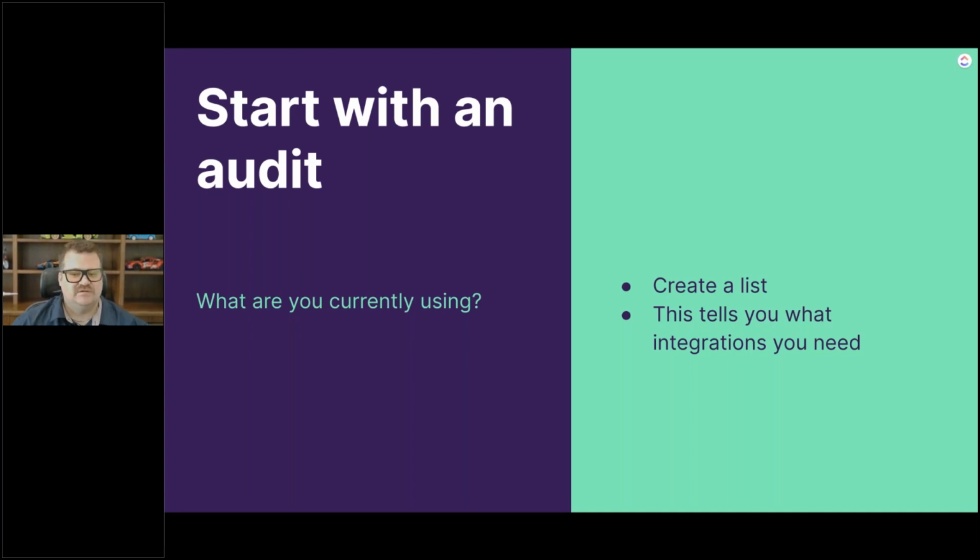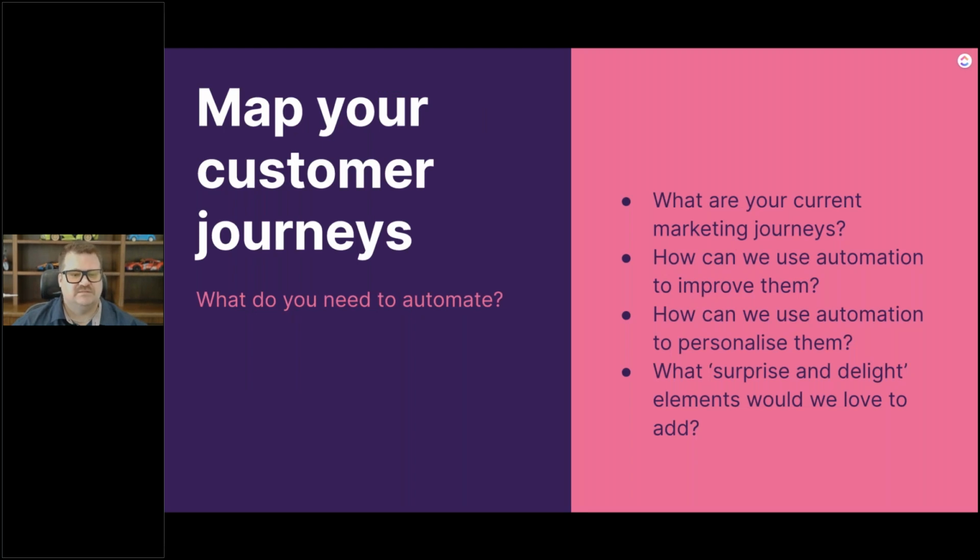Okay, step 2, let's map our customer journeys. So you want to look at what are your current marketing journeys? Break them down. Do you have a journey for donors, a journey for clients, a journey for referral partners, a journey for government bodies? And then once you've sketched them out, you can have a look at it and go, okay, how can we use marketing automation to improve these journeys? Like, what are the bits that actually don't need a human involved in that step, and we can just automate that step out?